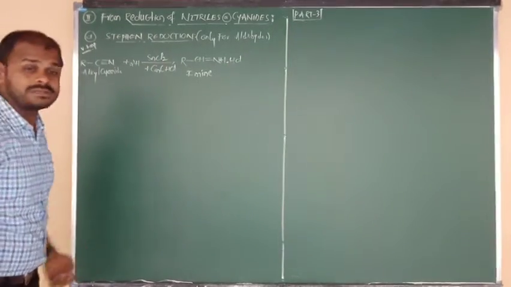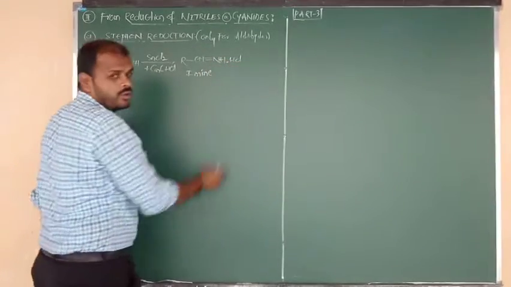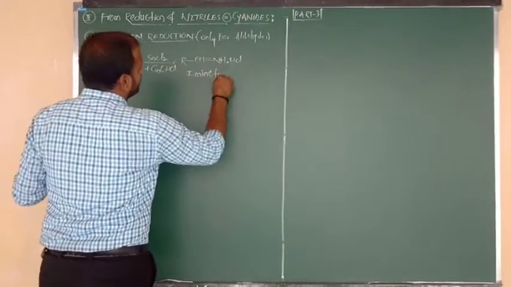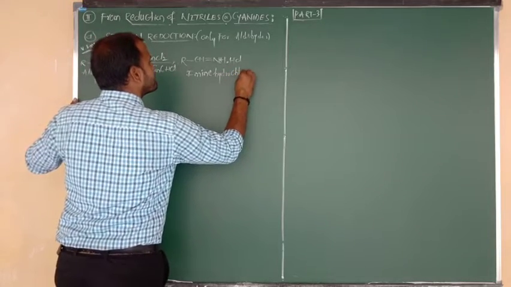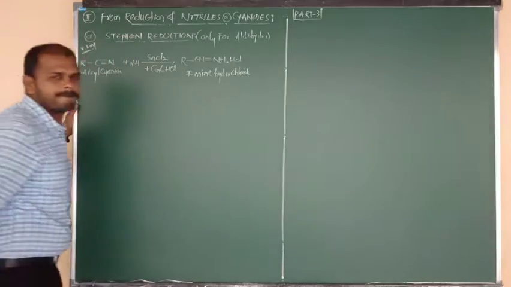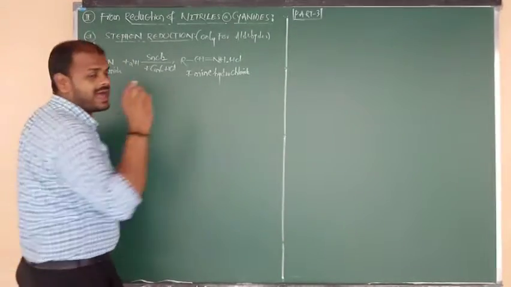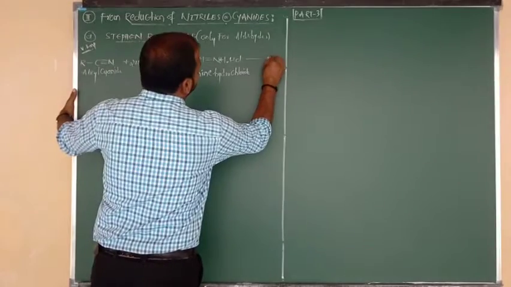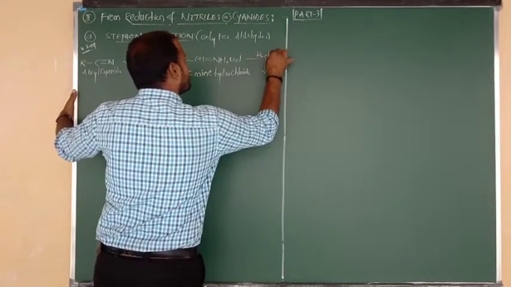So what is the name of this compound? Up to here is imine connected to hydrochloride. So the intermediate compound name is called imine hydrochloride, or we can say iminium chloride. Upon hydrolysis, it undergoes what, beta? Hydrolysis, addition of water molecule.